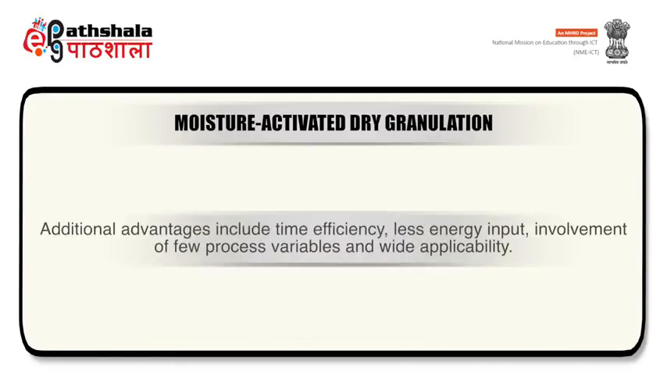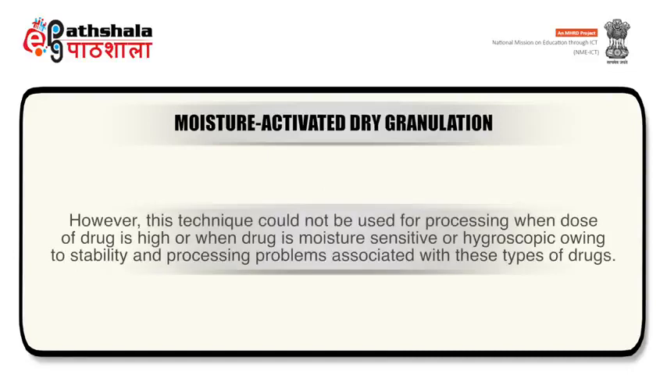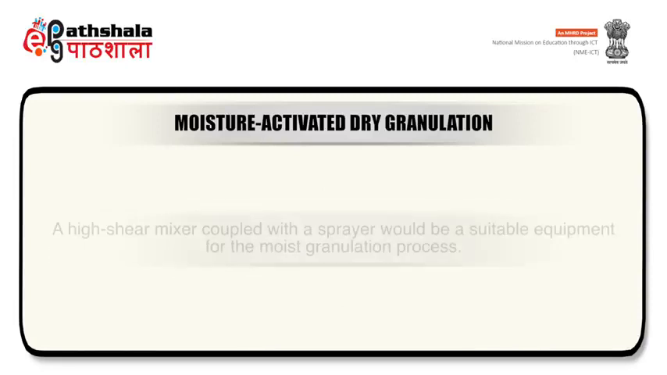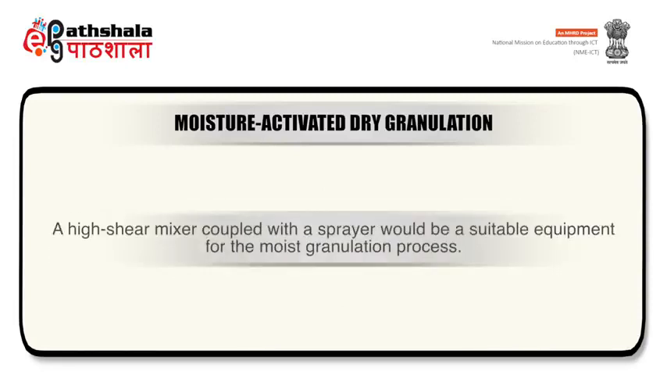Additional advantages include time efficiency, less energy input, involvement of few process variables and wide acceptability. However, this technique could not be used for processing when the dose of the drug is high or when the drug is moisture sensitive or hygroscopic, owing to stability and processing problems associated with these types of drugs. A high shear mixer coupled with a sprayer would be suitable equipment for the moist granulation process.